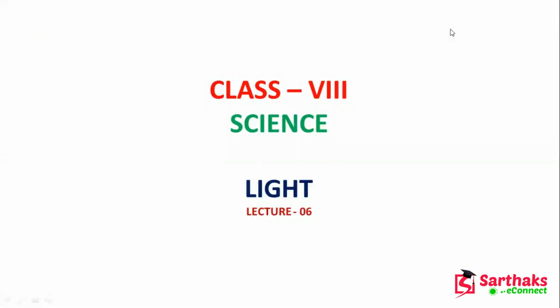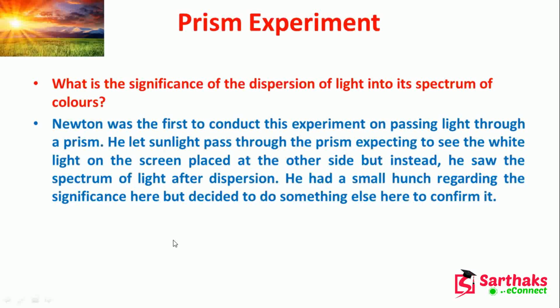Hello, students. In the chapter Light, in lecture 6, we will study the human eye. Before going to the human eye, we require a little recapitulation of whatever we have studied up to lecture 5. We will do that with the help of question and answer, and I will also describe one interesting experiment, the prism experiment.